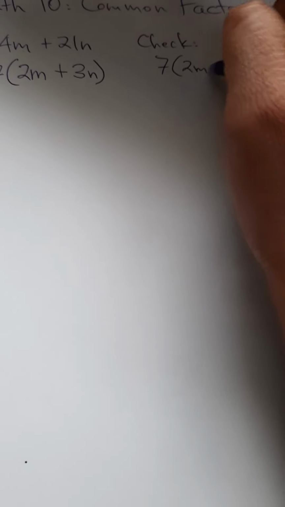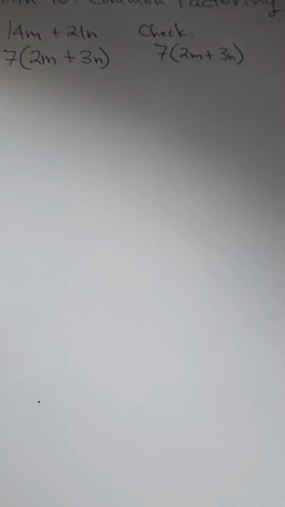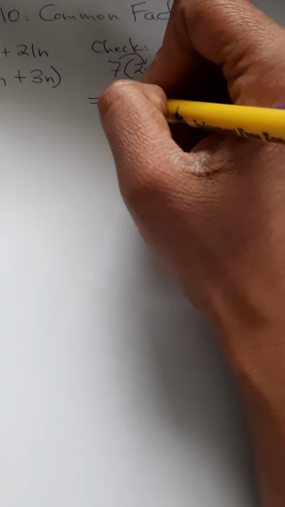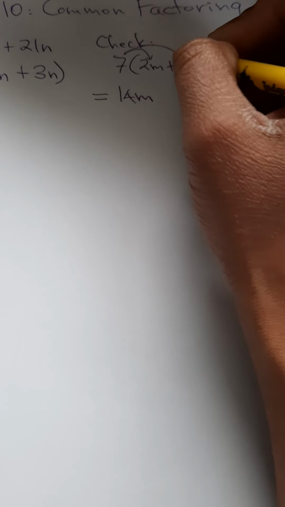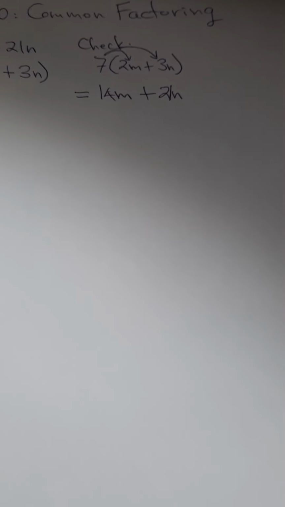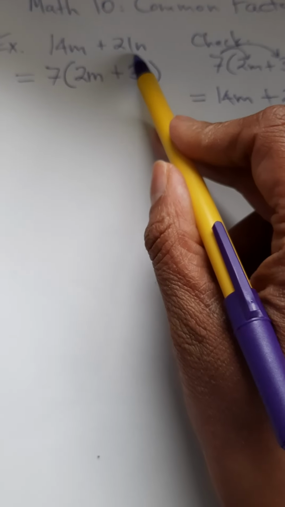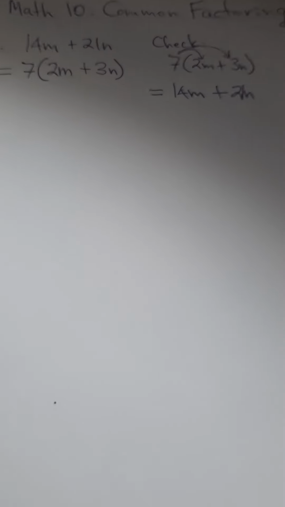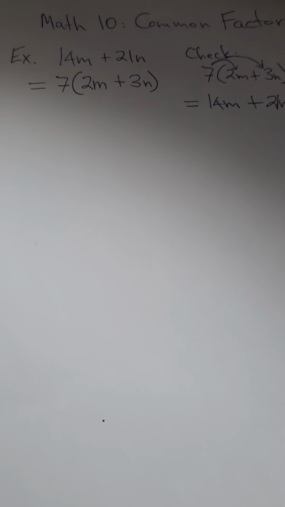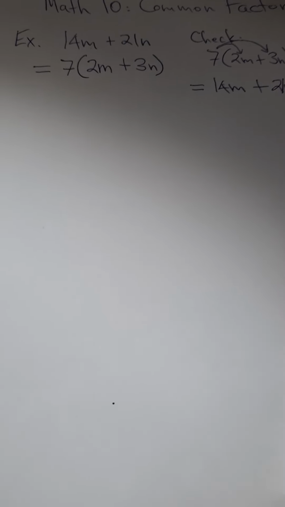So this is what we got. I should have left a little bit of room there, but that's all right. You're just going to open up the brackets here. So I'm going to do 7 times 2m, 14m, and then 7 times 3n, so 21n, which is equal to exactly what we started off with at the beginning. I do have to remember the rules of the exponents that we did go through in grade 9, and you can apply that in this case as well.